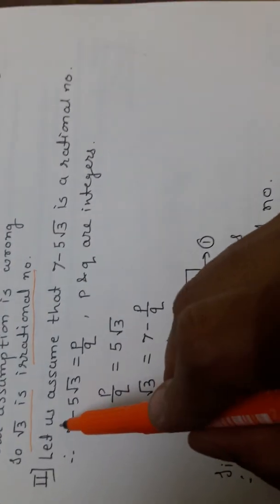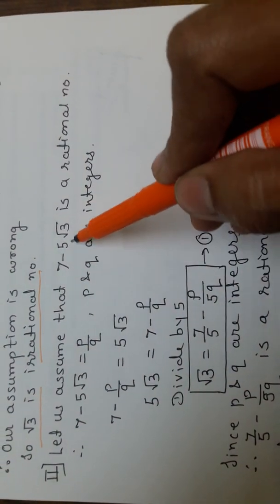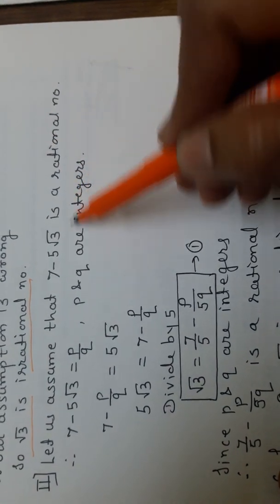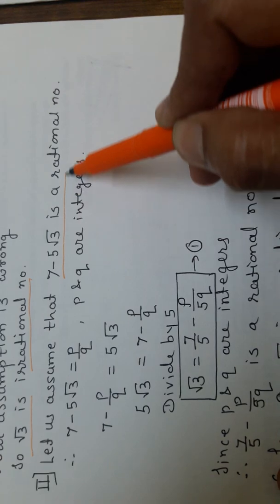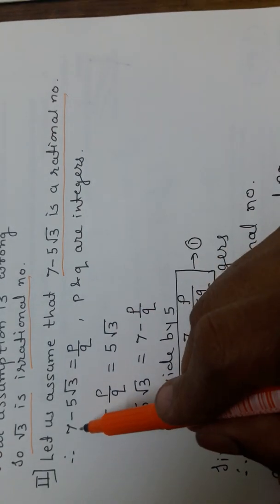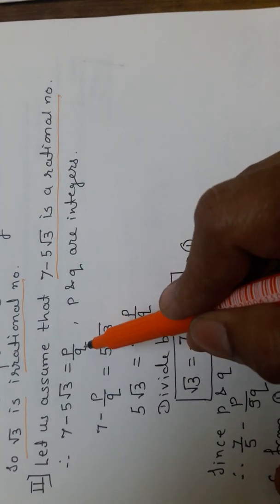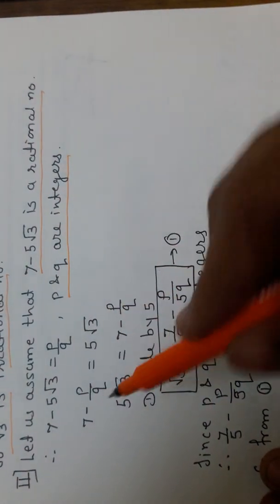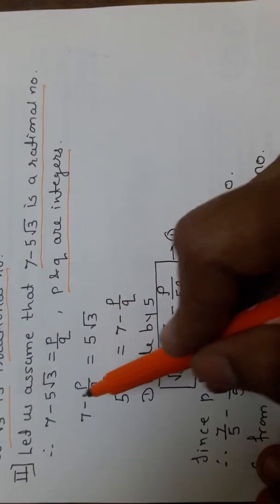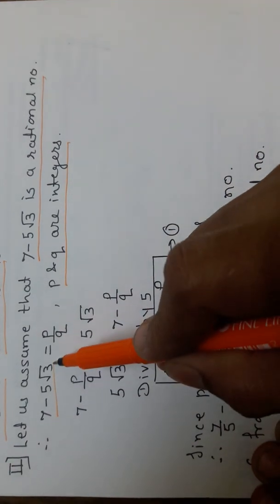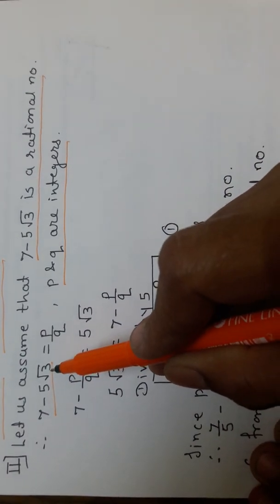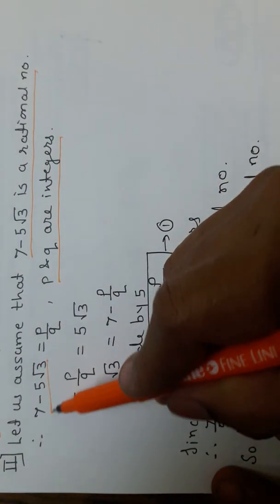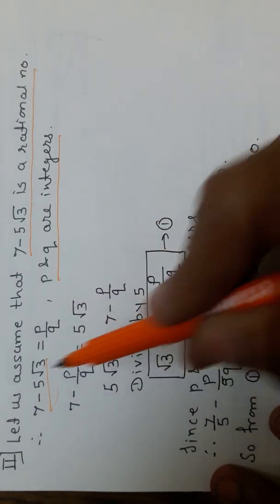In the second part we will show that 7 minus 5 root 3 is irrational. That's why we will assume that it is rational. 7 minus 5 root 3 is equal to p by q. Here we will consider p and q to be integers. Now what we have to find: when an addition or subtraction form gives an irrational number, first of all we make it free from the coefficient of root 3.